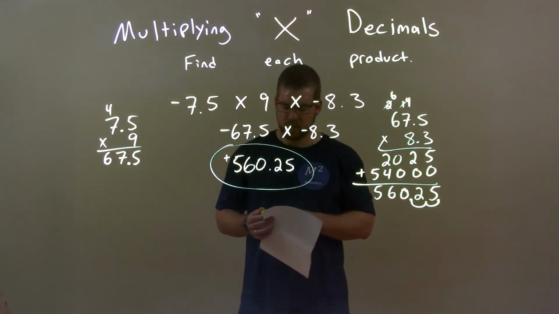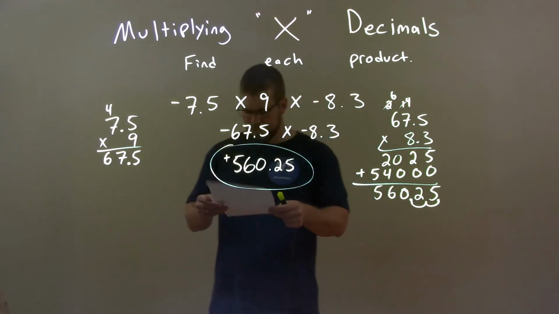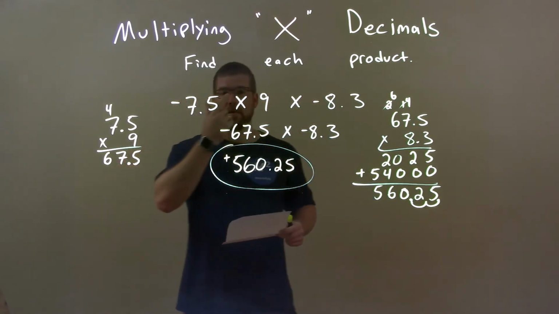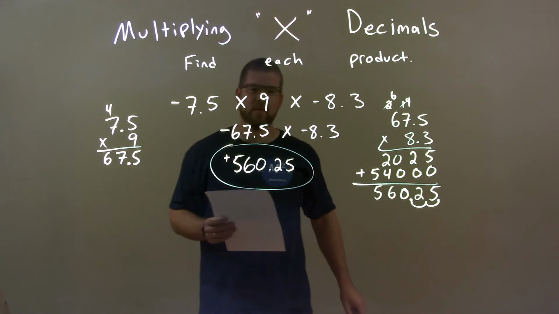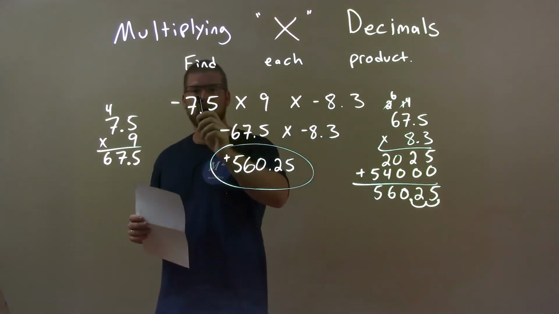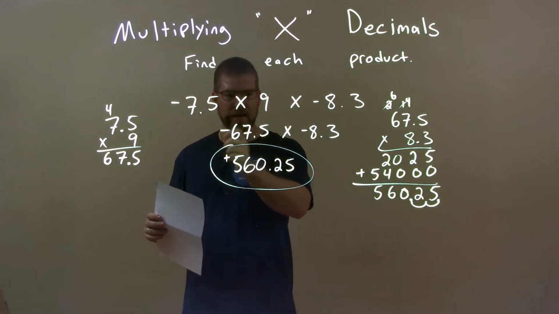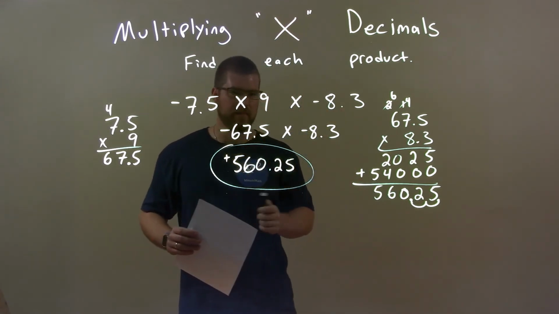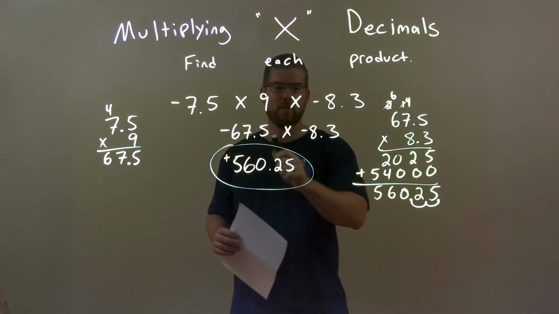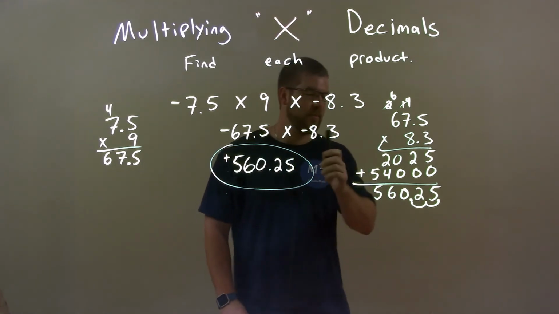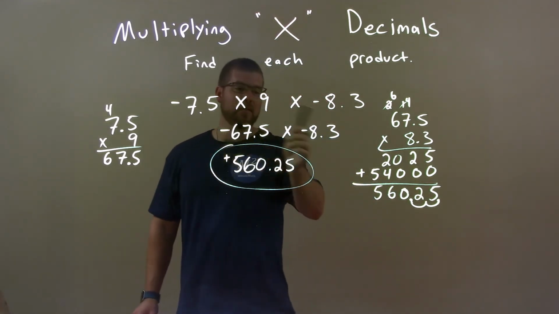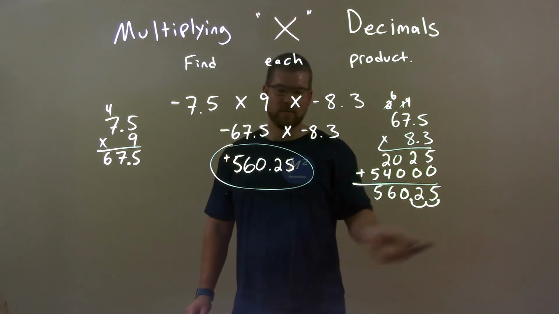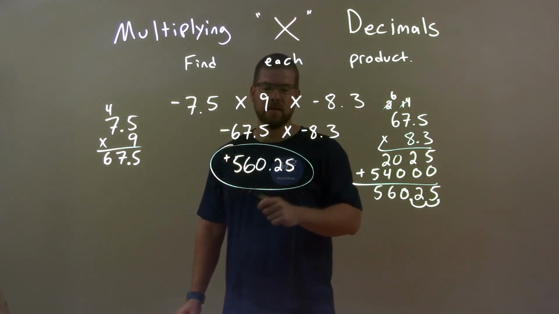560.25. So quick recap. Okay, we were given negative 7.5 times 9 times a negative 8.3. Okay, I multiplied negative 7.5 times 9. I got negative 67.5. Brought down the negative 8.3. I multiplied negative 67.5 and negative 8.3, and got, because the negative times the negative is a positive, and moving our decimals, 560.25.